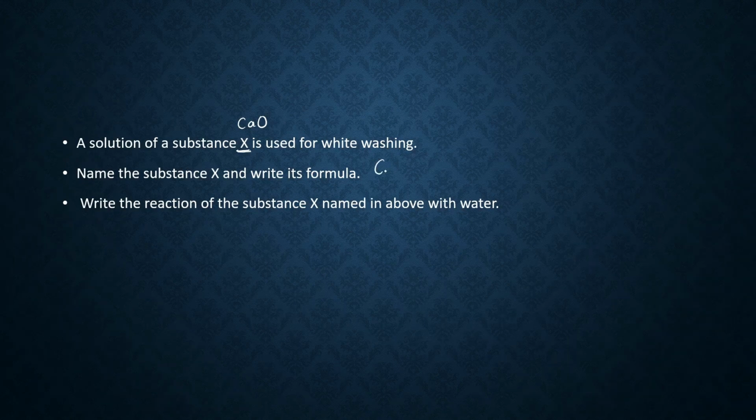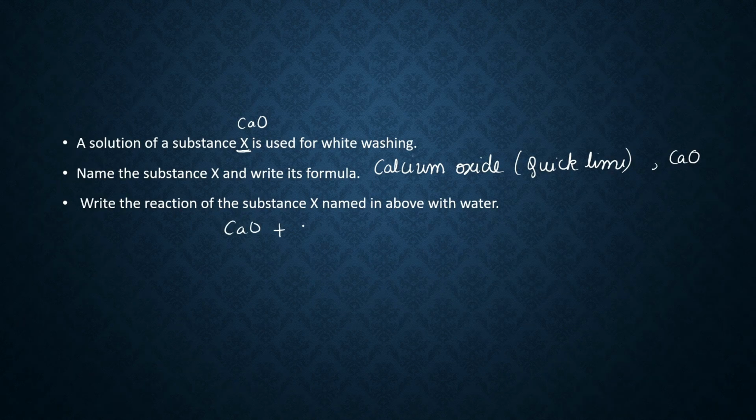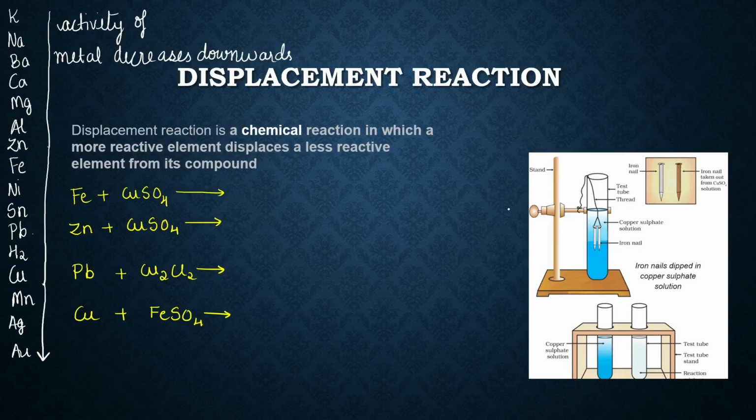So what's the substance X? It is calcium oxide. To be on the safer side, you can also mention quicklime in brackets. And its formula is CaO. Now write the reaction of the substance X named above with water. The substance X is calcium oxide. It is reacting with water, which leads to the formation of calcium hydroxide. So this was an example for a combination reaction, right? With the release of heat. This is the answer.